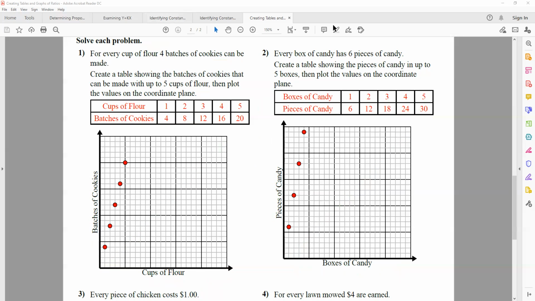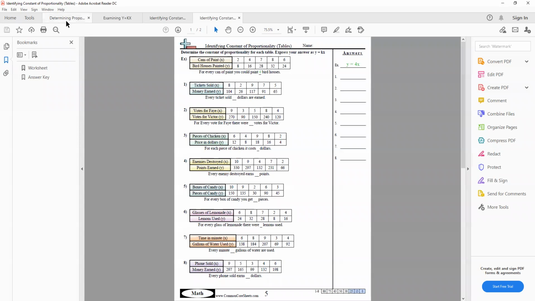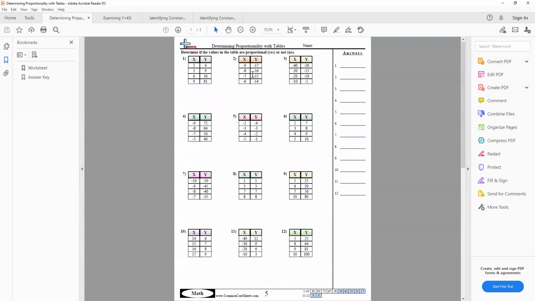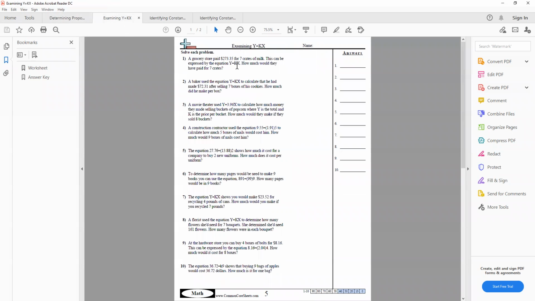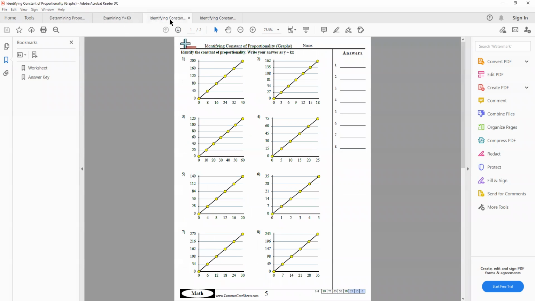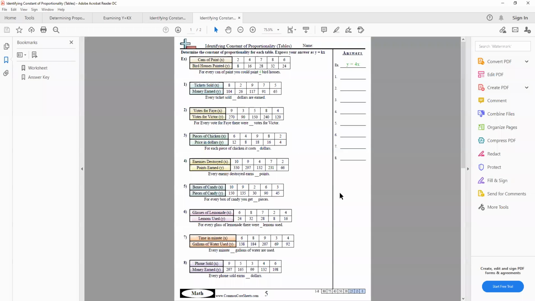This is pretty easy, so we'll skip this. So your homework will be these 4, okay? Start with determine the tables, whether it's proportional, yes or no. And then do the equations here. The next 2, you just write the constant for the graph or the table, okay?